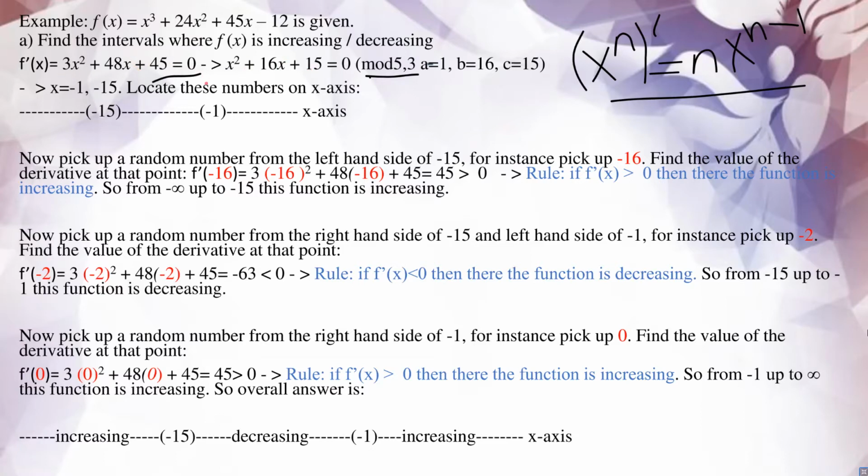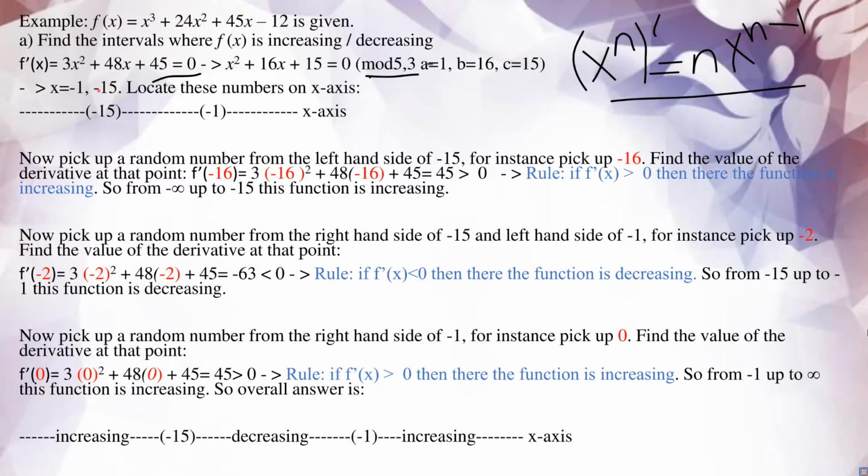I divided the entire equation by 3. So if you divide 3 by 3, it's 1. If you divide 48 by 3, it's 16. And if you divide 45 by 3, it's 15. So they're identical equations. In my calculator, I wrote a equals 1, b equals 16, c equals 15. But who cares? You can also write 3, 48, and 45 to your calculator. And the calculator is going to give you, well, maybe no result, maybe only one result. But in this case, it gives you 2 results, minus 1 and minus 15.